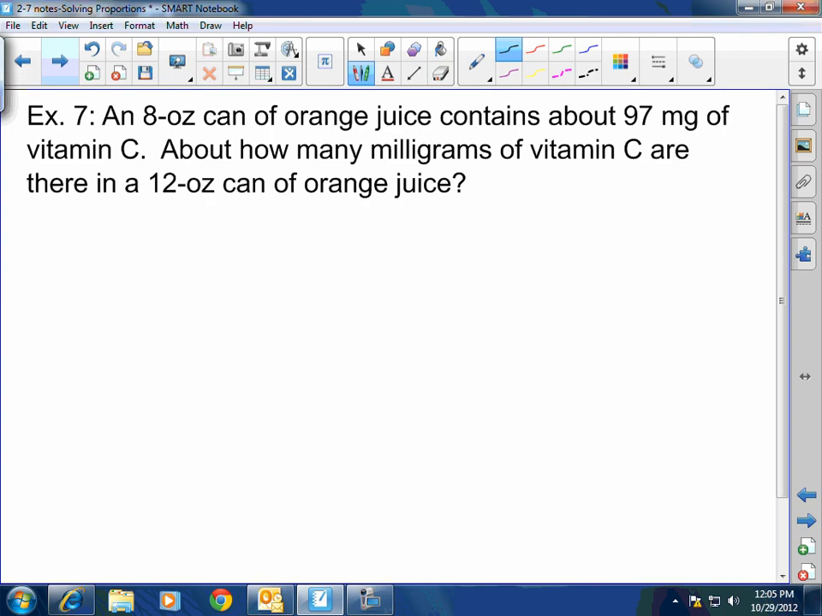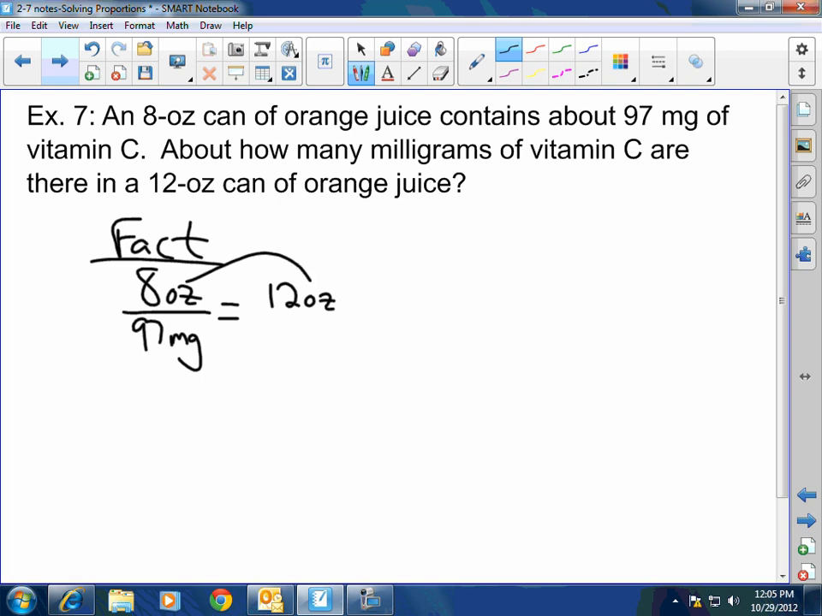Example 7. An 8-ounce can of orange juice contains about 97 milligrams of vitamin C. About how many milligrams of vitamin C are there in a 12-ounce can of orange juice? What is the fact? 8 ounces over 97 milligrams. That's the fact. How do I set up the rest of this proportion to see what I'm solving for? 12 ounces, unit to unit, over X milligrams. Unit to unit.